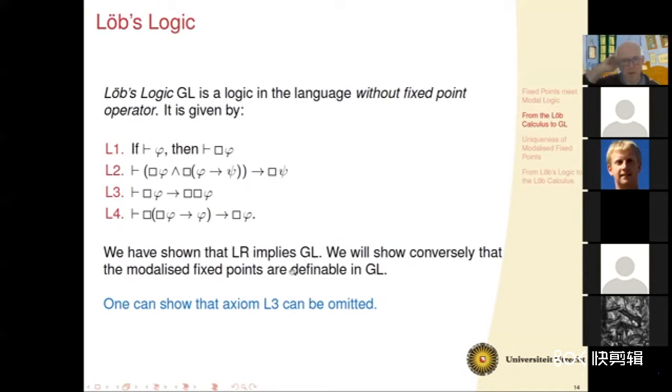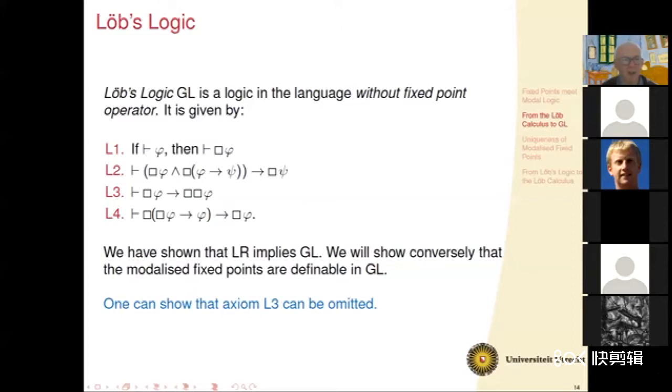And we will show conversely that all modalized fixed points are definable in Loeb's logic. So in fact, we can go back and forth between Loeb's logic and the Loeb calculus. And what we are going to show is that the Loeb calculus has fixed point elimination. This is one of the real central results of provability logic, the eliminability of fixed points.